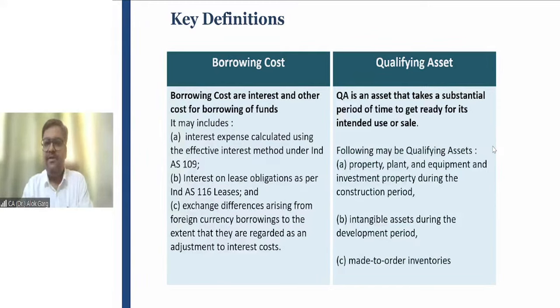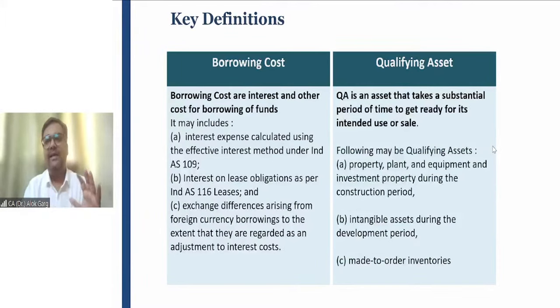Vimal is asking, but sir, when goods are manufactured in the course of trade for selling, though it takes substantial time, we should expense out and charge to P&L and not capitalize. So Vimal, not capitalized as per Ind AS 2, but capitalized as per Ind AS 23, right? As per Ind AS 2, not capitalized. Not capitalized means this capitalization does not come into the picture as per Ind AS 2.